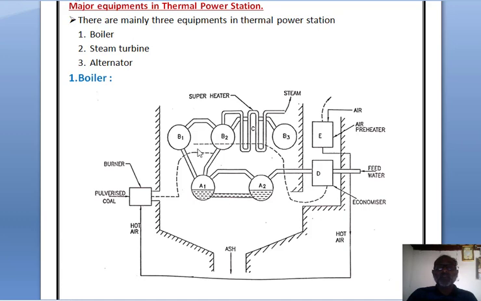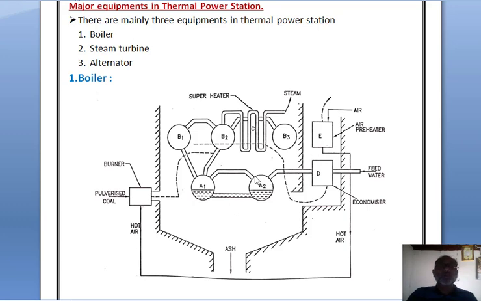Here B1, B2 and B3 are the steam drums. Whatever water is converted into steam is taken into these steam drums B1, B2 and B3, where C is a superheater and E is an air preheater.